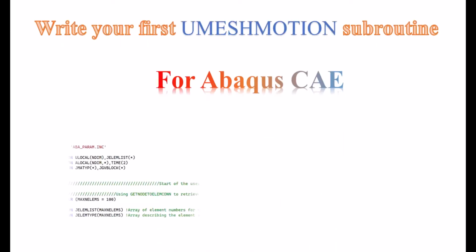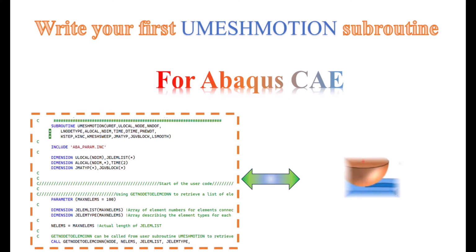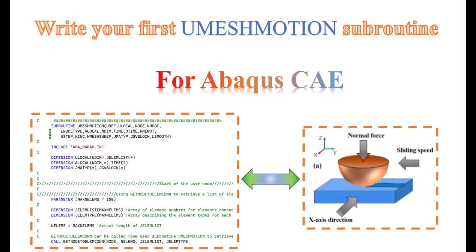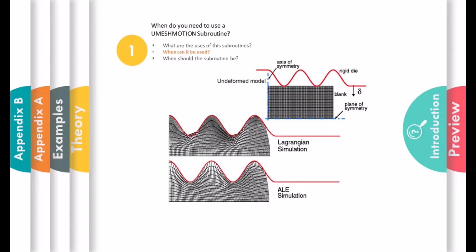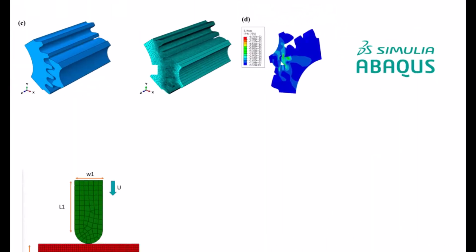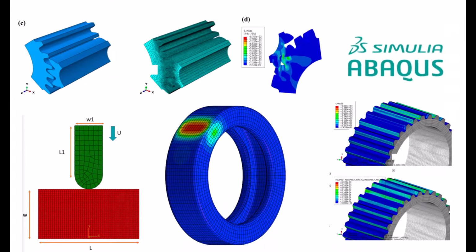In this video, we will teach you how to write a UMESHMOTION subroutine in Abaqus using Fortran for analyzing wear problems, step by step. UMESHMOTION is one of Abaqus subroutines that allows us to apply constraints to the mesh motion, helping overcome Abaqus's limitations in solving many problems, including wear.